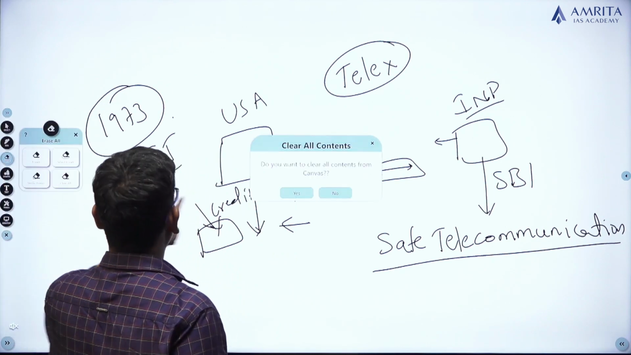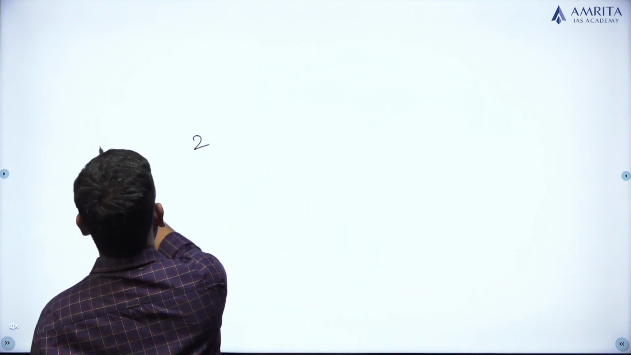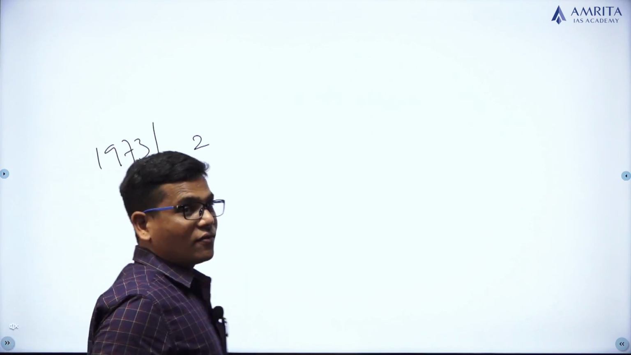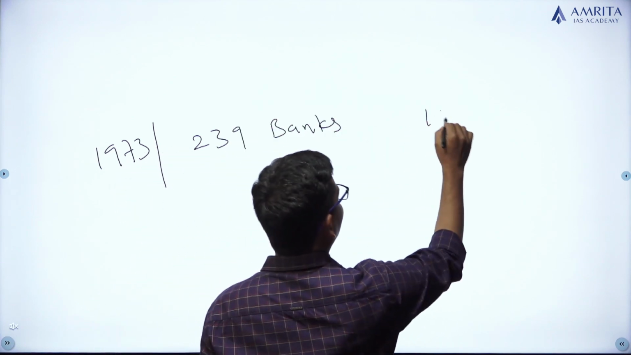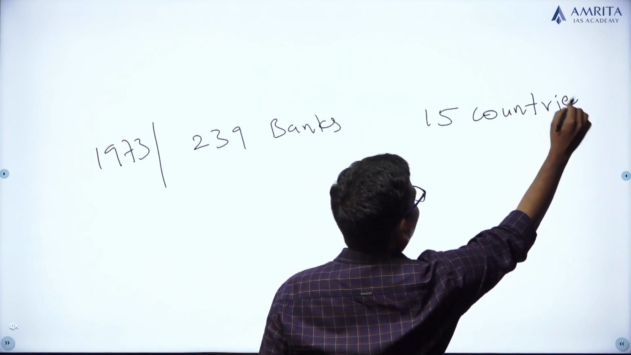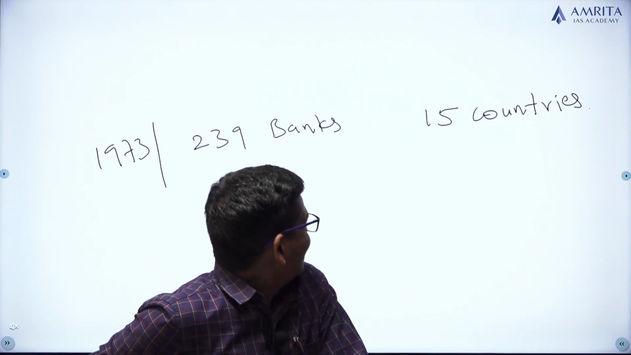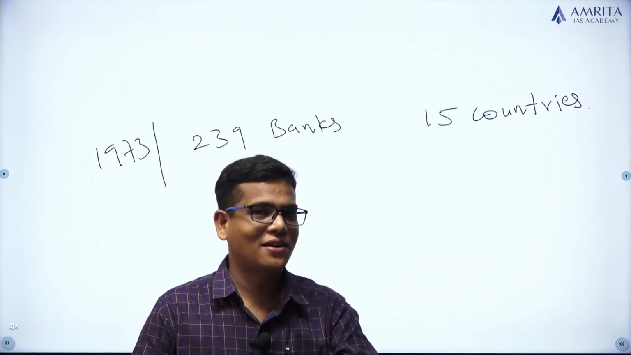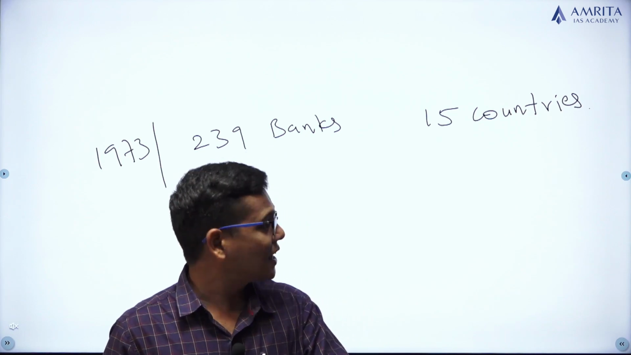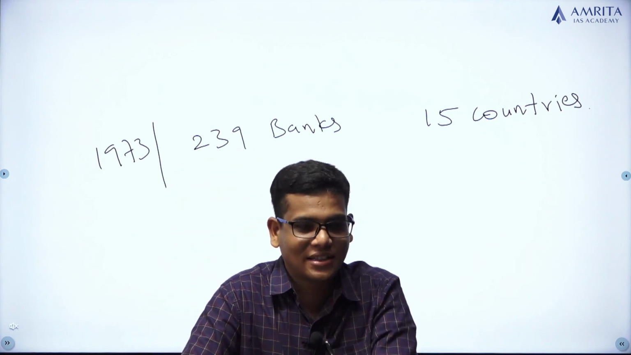Now I will give some factual information with respect to SWIFT. When SWIFT was started, it was in the year 1973 with 239 banks in 15 countries. The purpose is to connect international banking or financial transactions, because I will come to that. Apart from banking transactions, you can do other transactions also; I'll come to that. So initially with 15 countries and 239 banks, it was started in the year 1973.